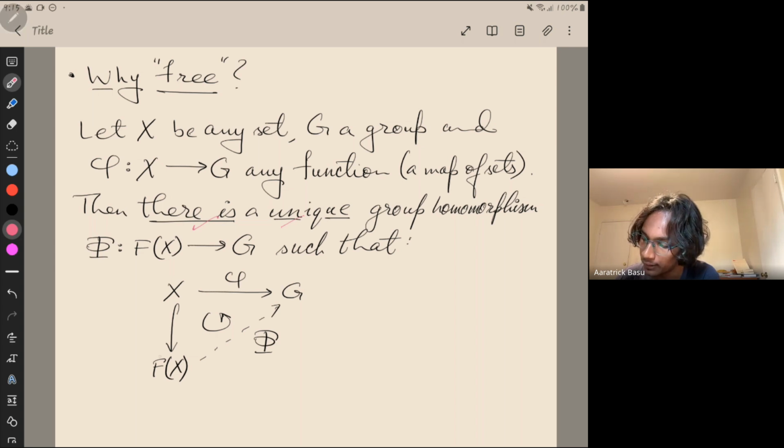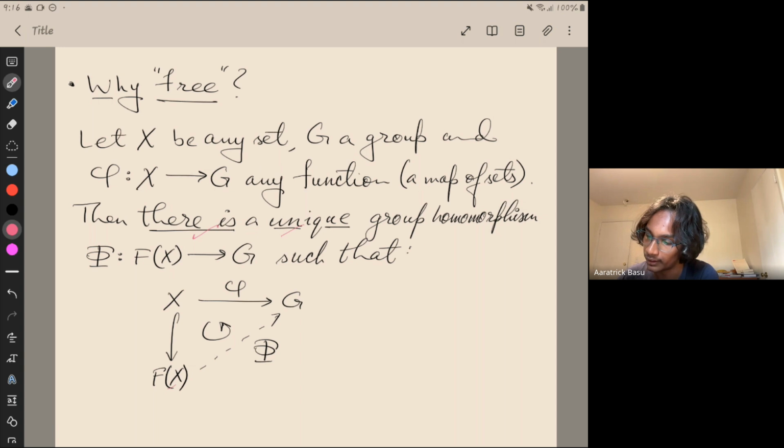The theorem gives you a map small phi from X to G. Capital Phi is saying that when you restrict it to the copy of X that lives inside the free group, you get back the small map phi. That's what this diagram is saying. This is why it's called free: if your set sits inside any group, your free group on that set must also sit inside, in the sense that there is a map. It's not necessarily injective.